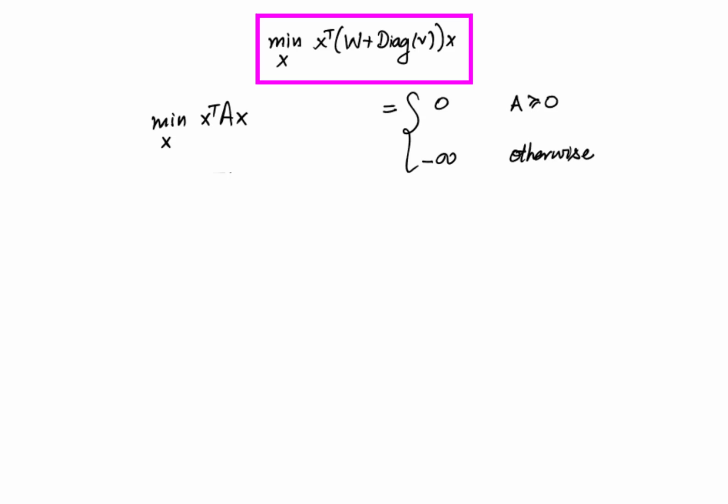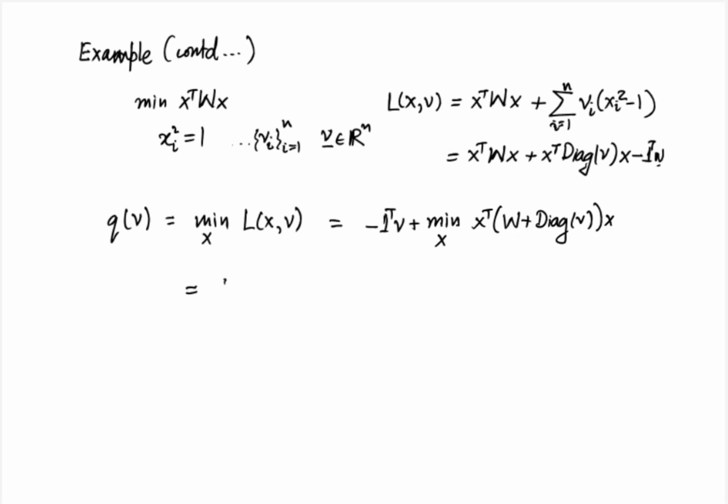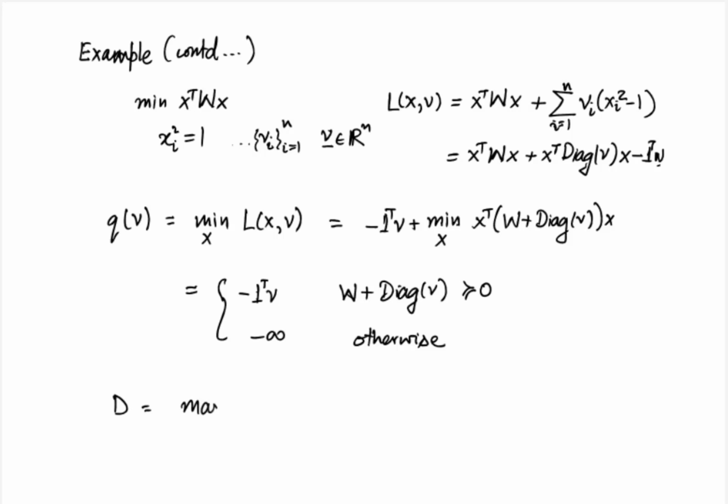Substituting the solution back into the problem, we see that the dual function is equal to minus 1 transpose nu when W plus diag nu is PSD, and minus infinity otherwise. Recall that the domain of q was whenever q was greater than minus infinity. Therefore, the domain of q is given by the set of all nu such that W plus diag nu is PSD. Therefore, the dual problem is written as maximize minus 1 transpose nu subject to the constraint W plus diag nu PSD.